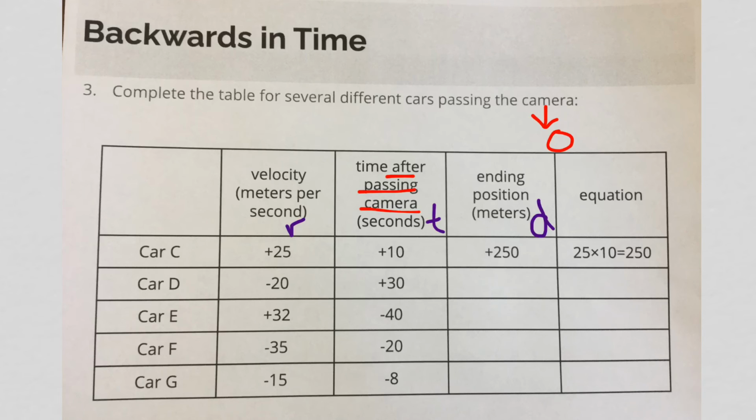For car D, we are going negative 20 times 30. So we have a negative velocity and a positive amount of time. That means as time increases, we are going to the left. So we should end up with a negative number. So negative 20 times 30 equals negative 600.